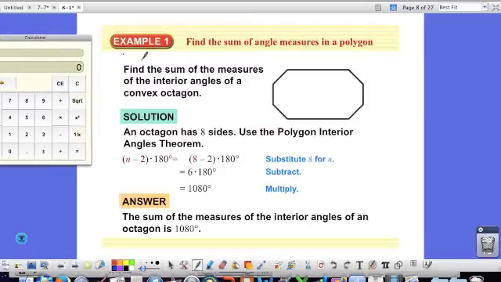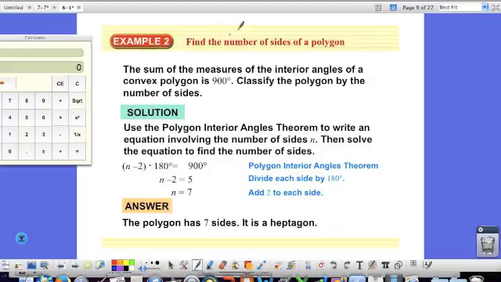So we're going to use this. Find the sum of the measures of the interior angles of a convex octagon. An octagon has 8 sides. So n minus 2, which is 8 minus 2, is 6. And 6 times 180 is 1,080.